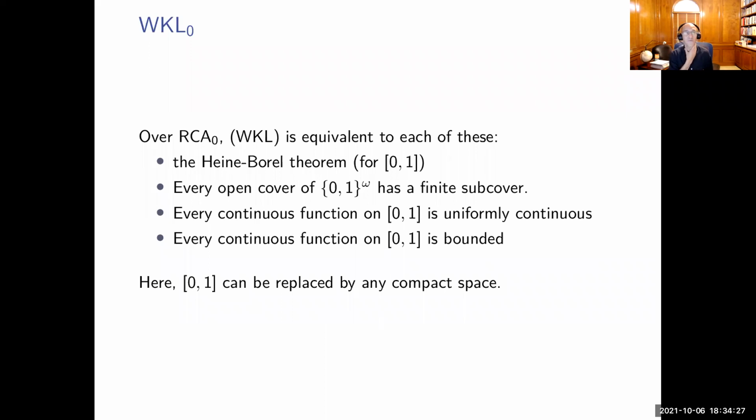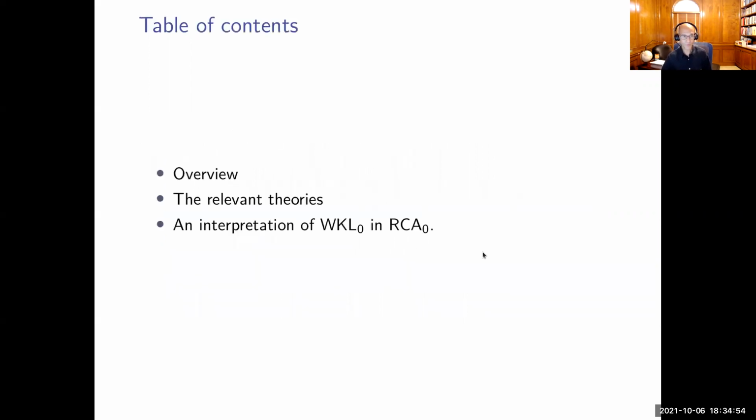And mathematically, the interest of König's lemma is that it is a form of compactness. In reverse mathematics, you can show that over RCA0, it's equivalent to various compactness principles or things that require compactness: the Heine-Borel theorem for the unit interval, the compactness principle for Cantor space, or the statement that every continuous function on the unit interval is uniformly continuous, or that it's bounded, and so on.